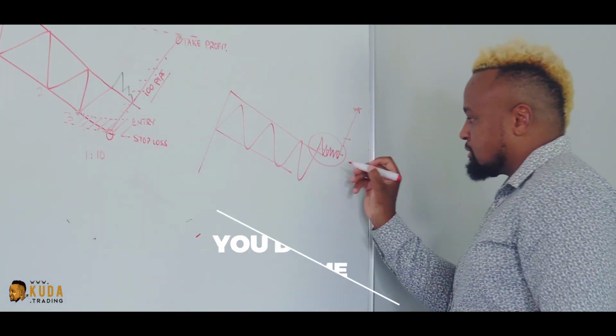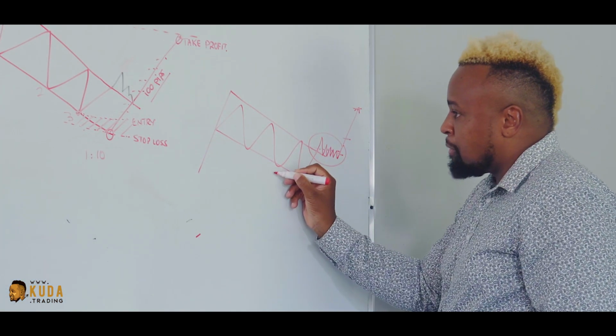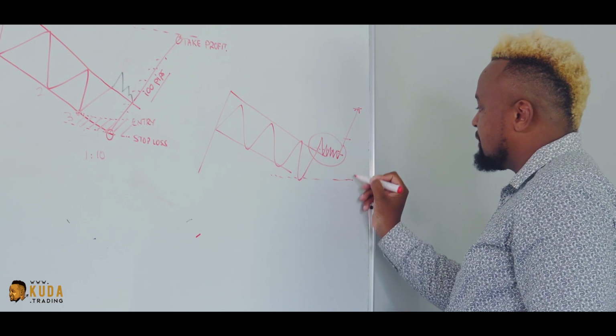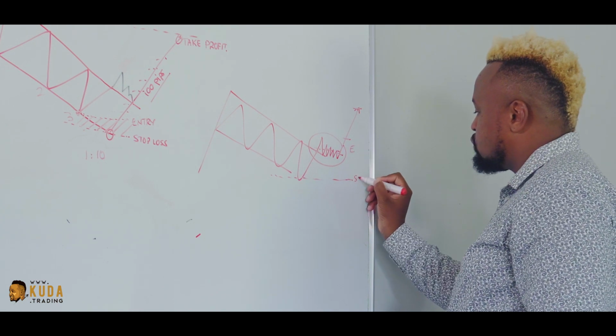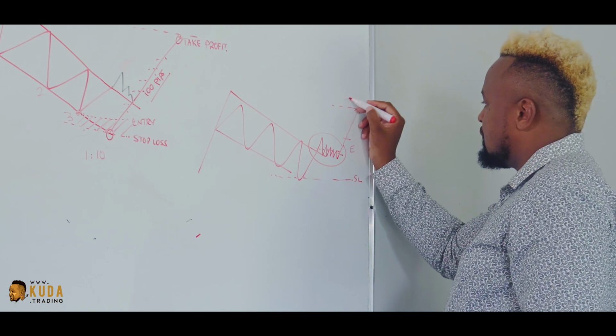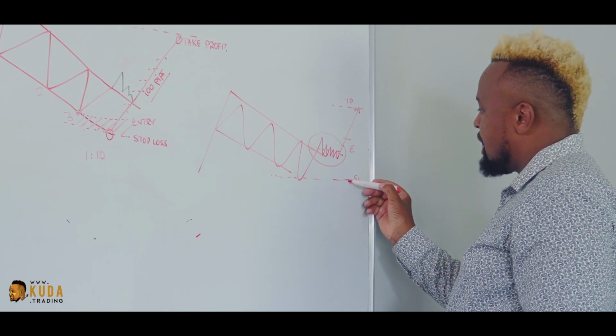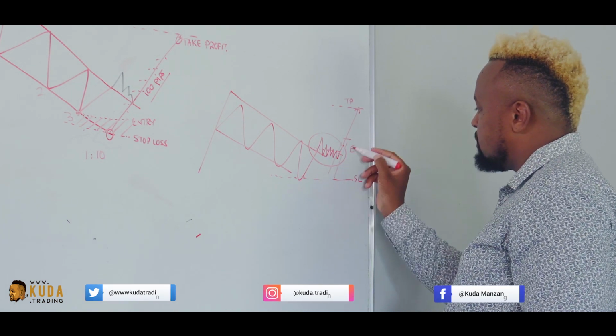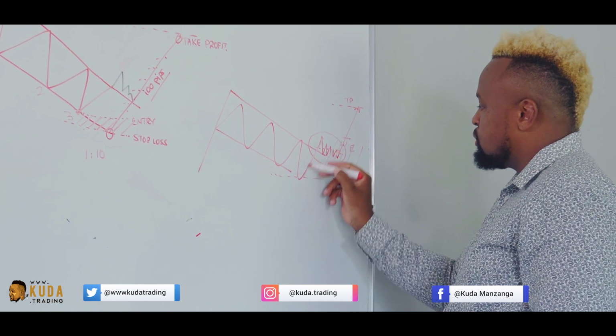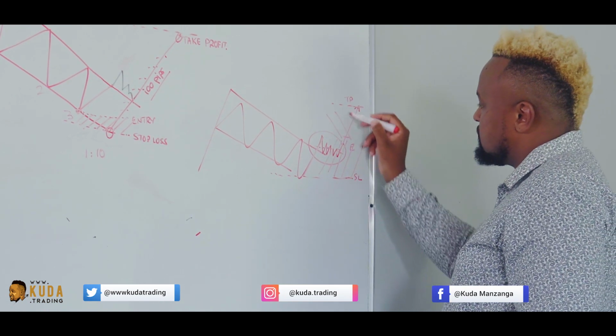Here, in this instance, your entry is here, your stop loss is here, all right? So that's your entry, that's your stop loss, and that's your take profit. You will notice that now this region represents your risk, and that region represents your reward.